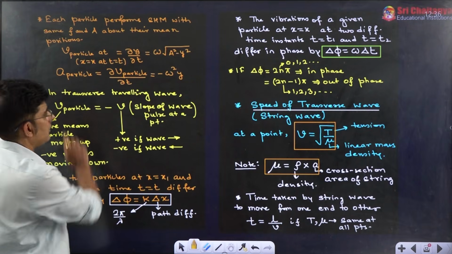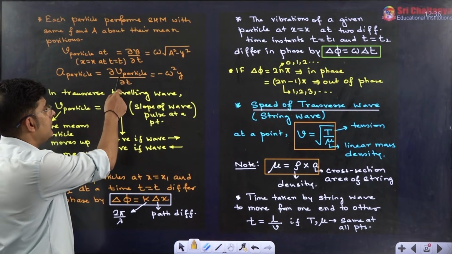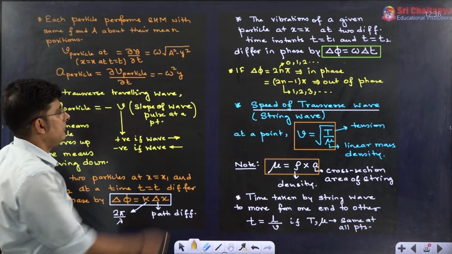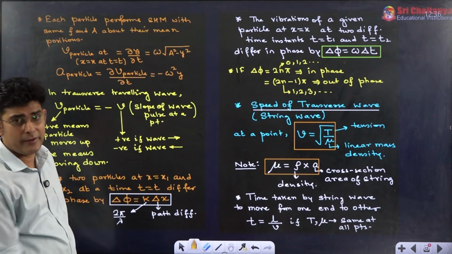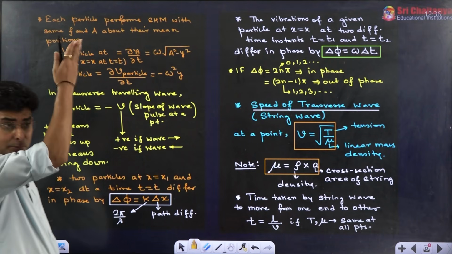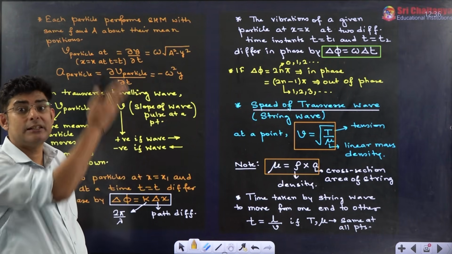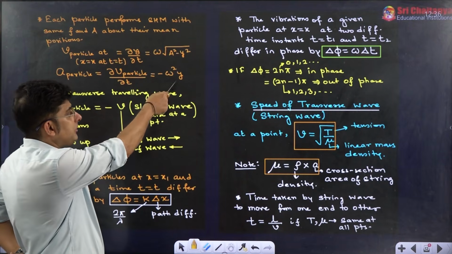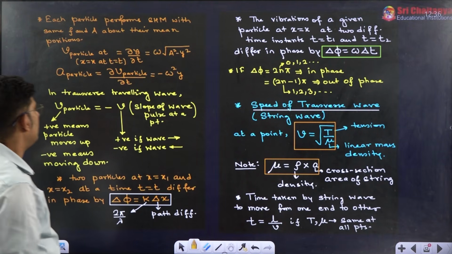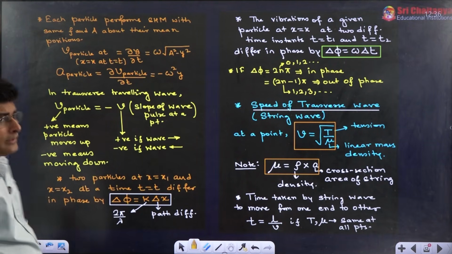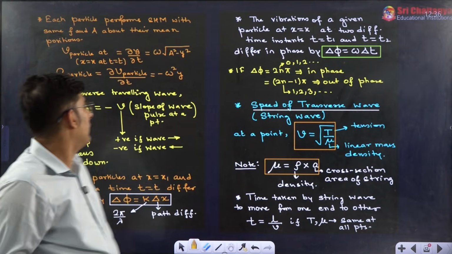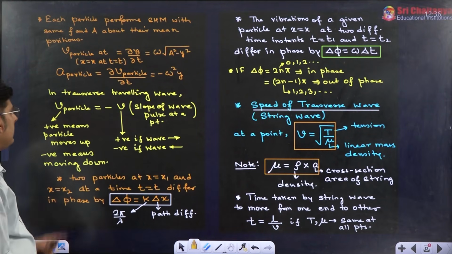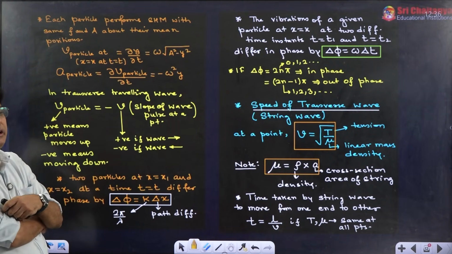If they ask you for the acceleration of the particle, it is the derivative of velocity, which is just like SHM: minus omega square y. Why are we taking y? Because in SHM we take the displacement from the mean position, and the displacement from the mean position is y. So minus omega square y. Okay, in a transverse traveling wave, if they ask you what will be the direction of the particle at any given instant.